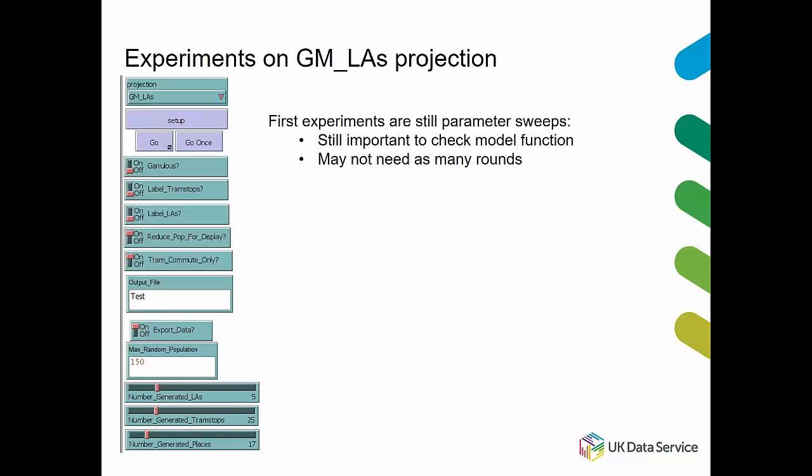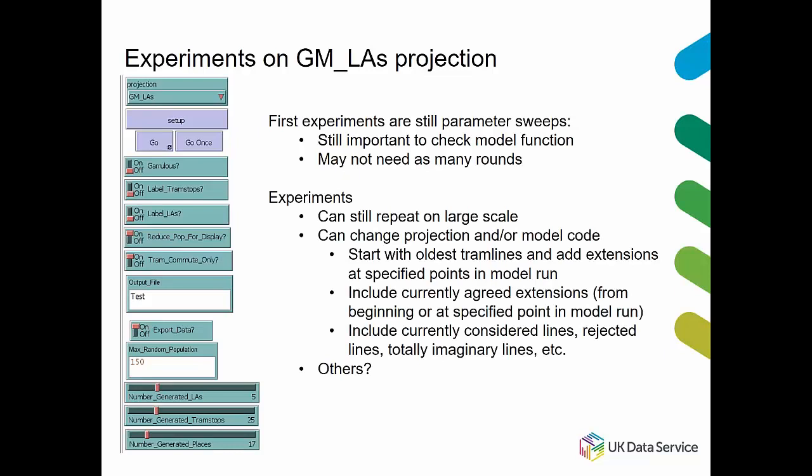And this time, the first experiments will still be parameter sweeps. They're not quite as important to check the model function because we already did that thoroughly in the random projection. So you may not need as many rounds back and forth of iteration between sweeps and coding. So you'll probably end up at experiments sooner rather than later.